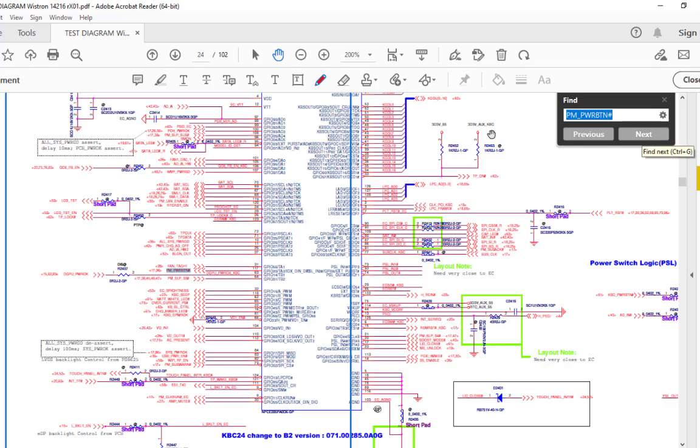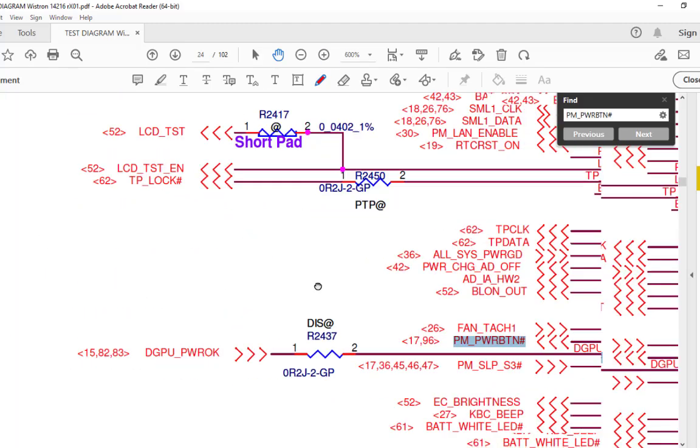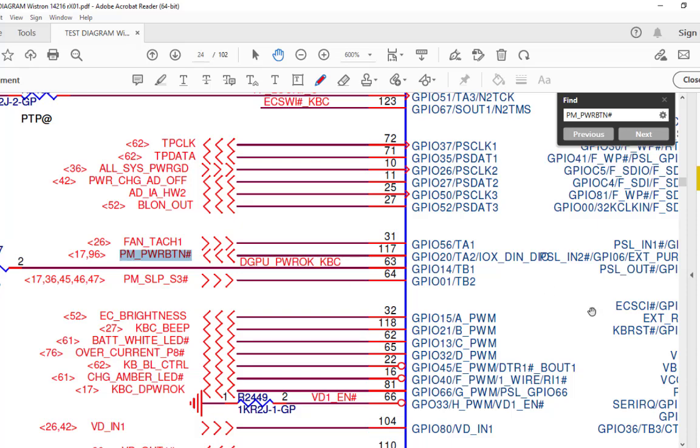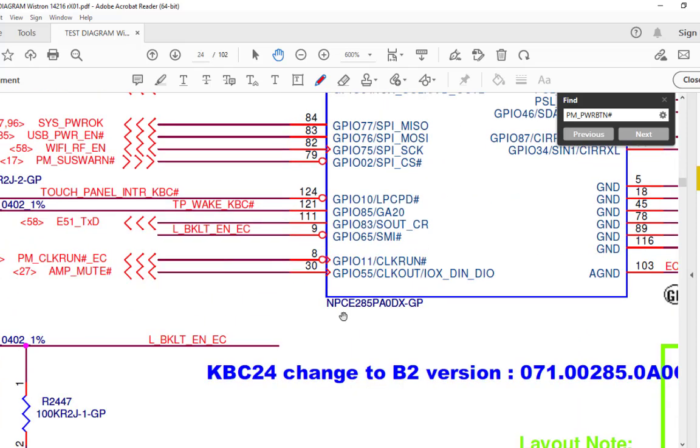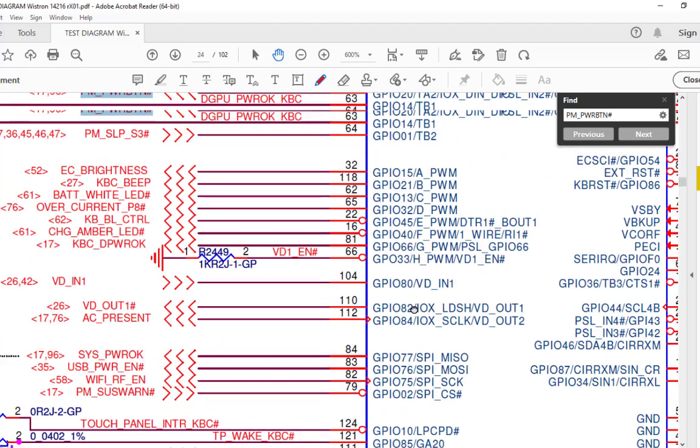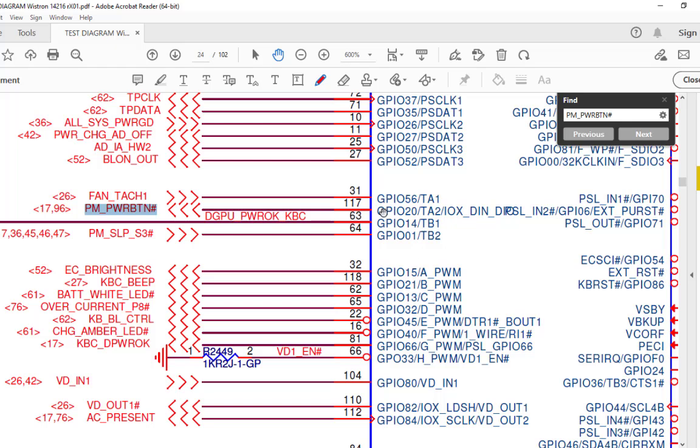Okay, we are here at page number 24. Then I will zoom, and you can see this information is coming from pin number 117. Here is a SIO, the number of this SIO is NPC285, and this signal is generated by the SIO at pin number 117. So I have to connect my multimeter at pin number 117, and once I press the power button, the 3.3V pulse should be generated. If this pulse is not generated, then the SIO is not responding properly.